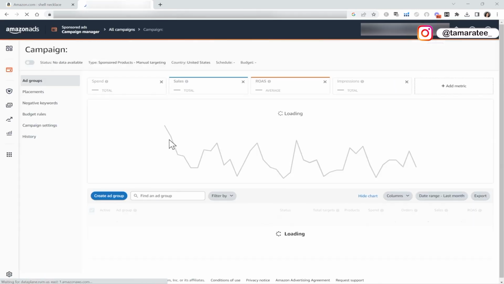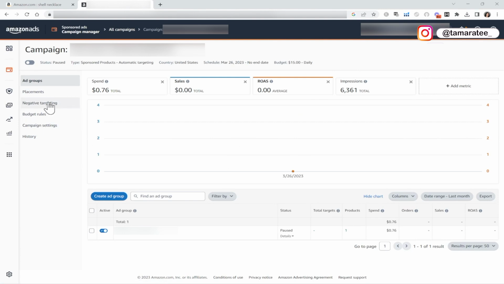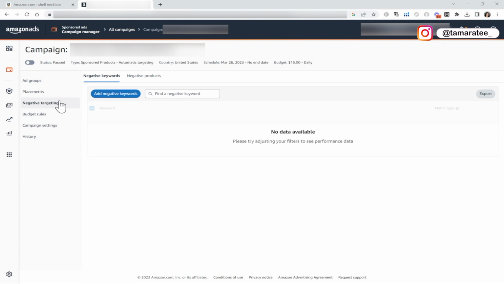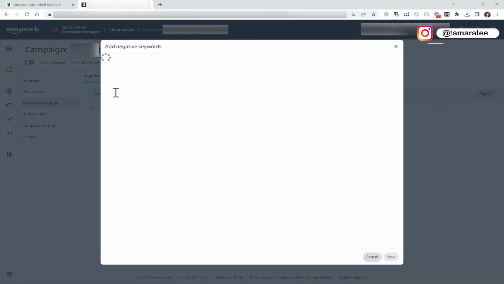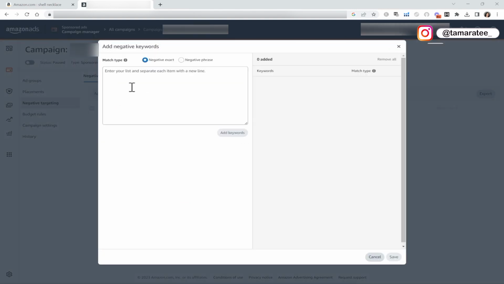Just click on the campaign, and then you want to go to negative targeting. I only have one ad group. This is how I like to run my campaigns. If I go to negative targeting, and I go to add negative keywords, this is where you will place your keywords. So I'm just going to paste my keywords in here, negative exact, add keywords.